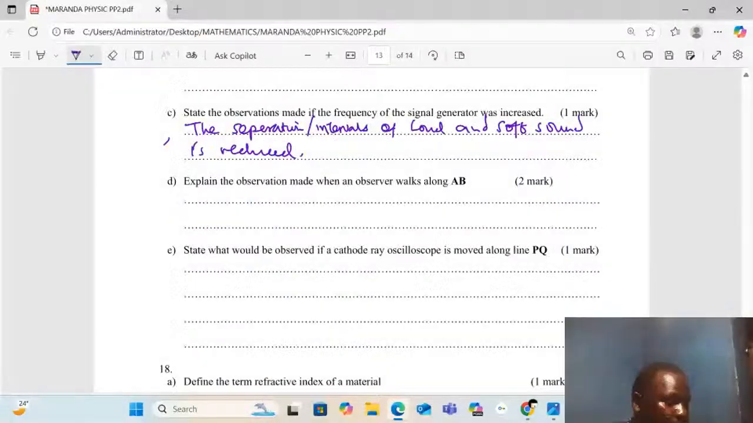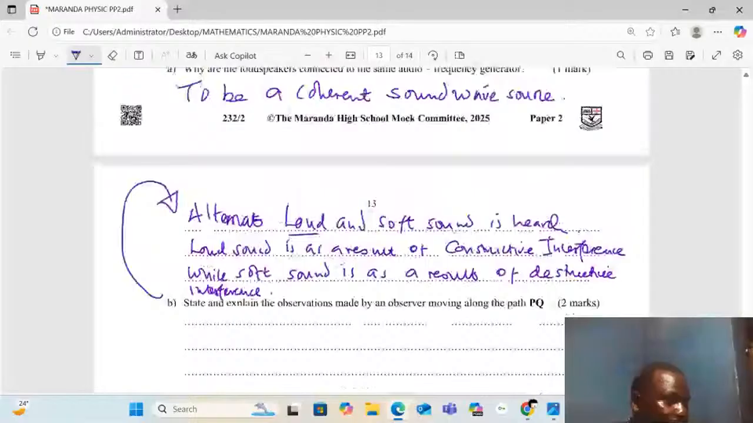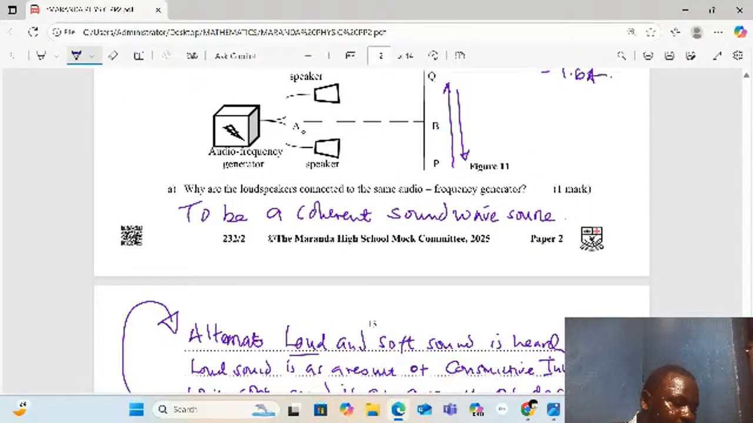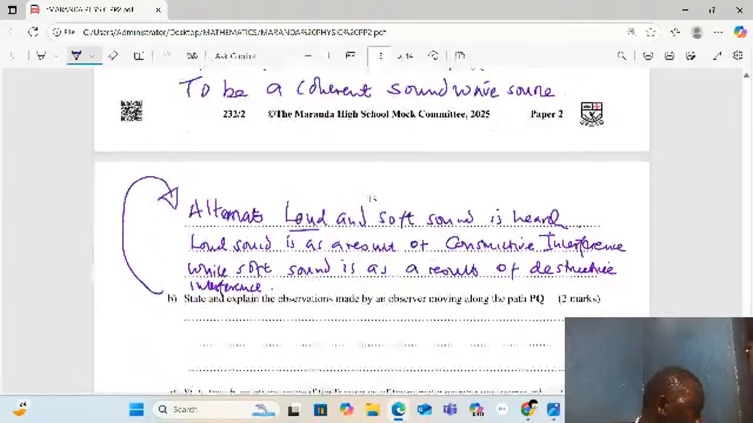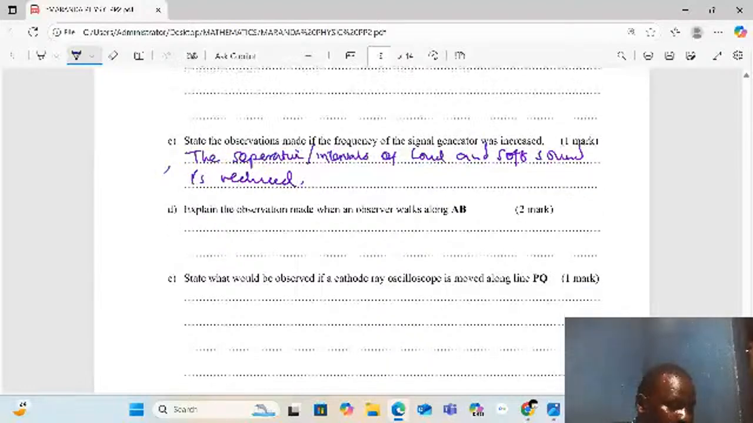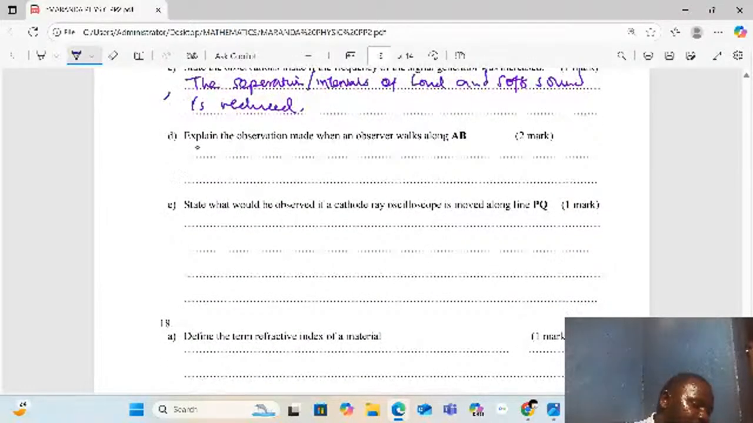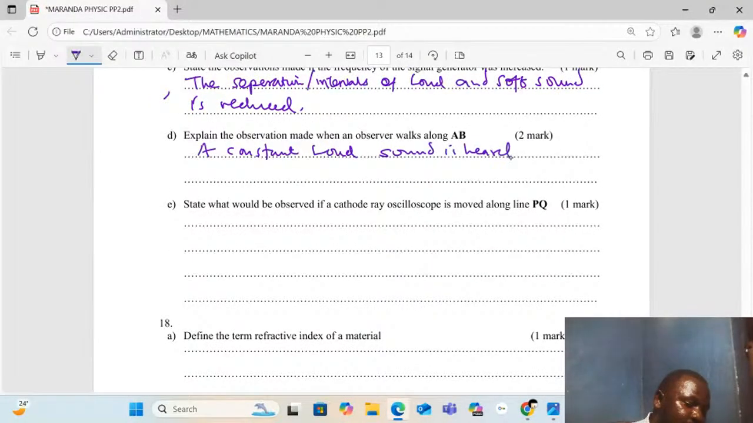Explain the observation made along AB. So we expect a constant sound. Because it is at the center, we expect constructive interference. So a constant loud sound is heard.